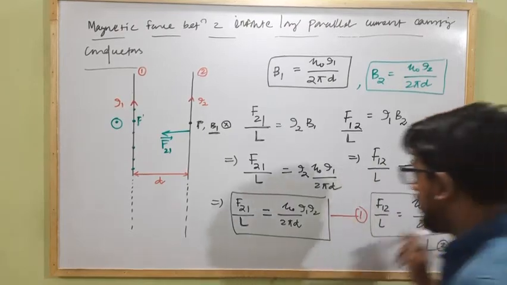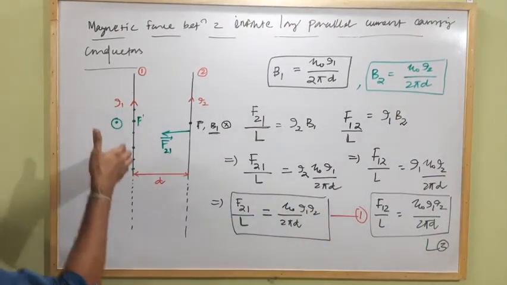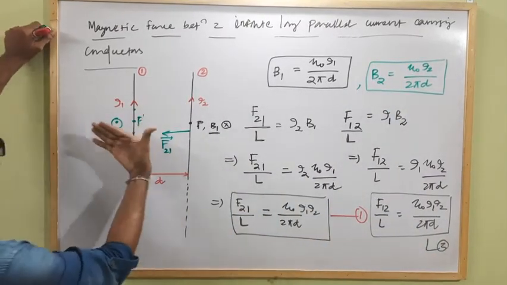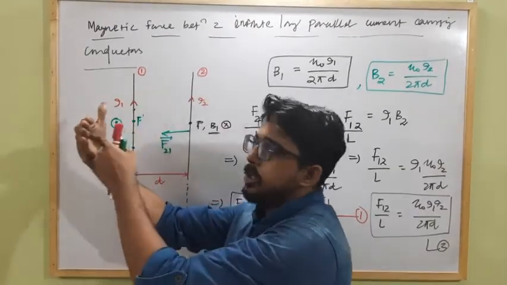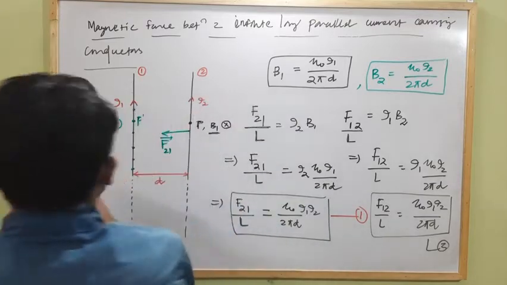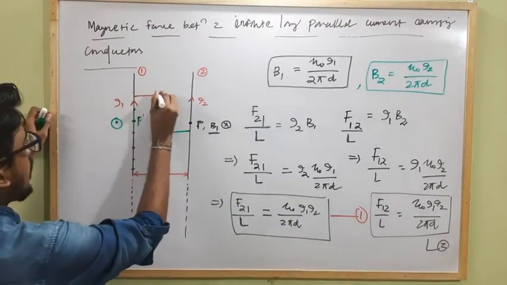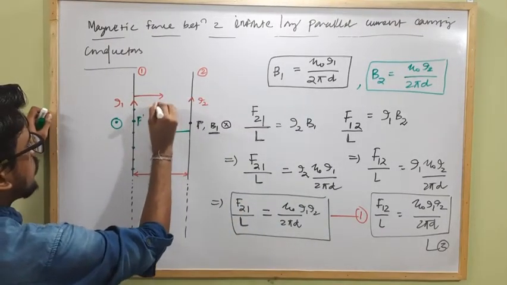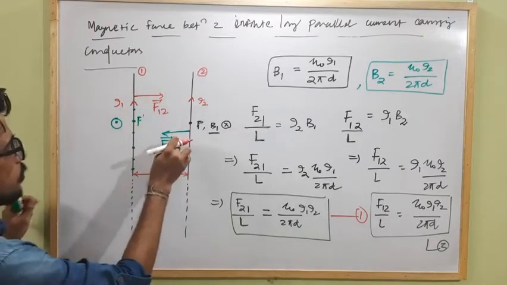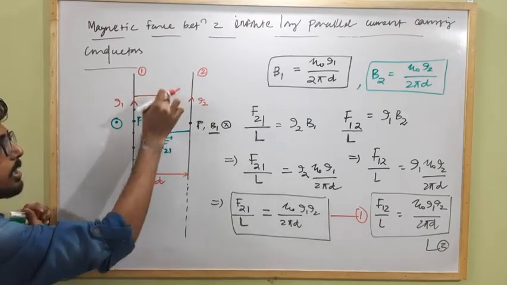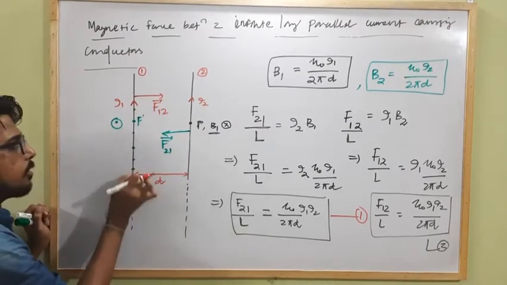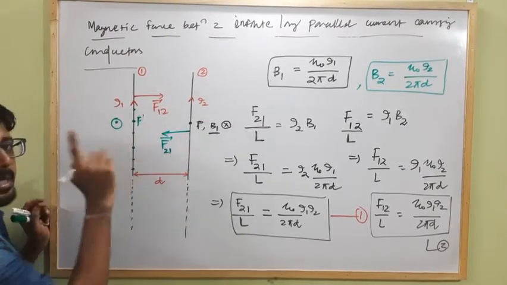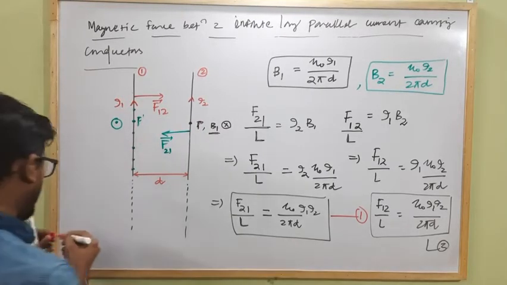And its direction will be how? By using the right hand palm rule, the magnetic field is out of the plane and current is flowing upward, so the palm will be along this direction, and the force acting on it will be like this, force on 1 due to 2. So the force on 2 due to 1 and force on 1 due to 2 are equal in magnitude and opposite in direction. That means when currents flowing through the conductors are in the same direction, they will attract each other.